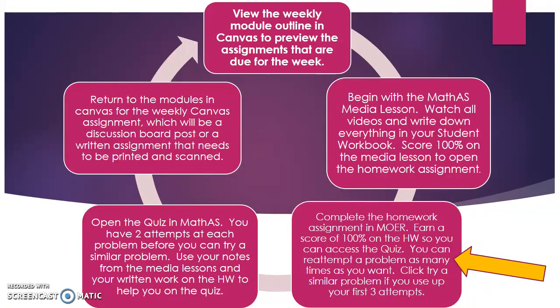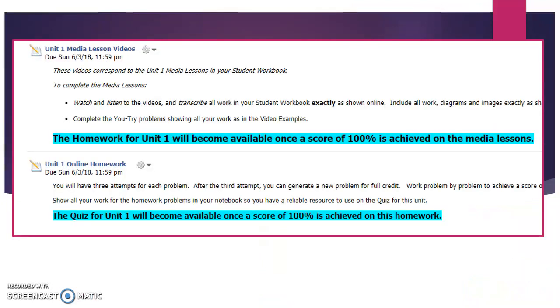After you complete the media lesson, you're ready to work on the homework assignment. Again, you want to earn a score of 100% on the homework so you can access the quiz. The nice thing about the homework is that you can reattempt a problem as many times as you want. You can click on Try a Similar Problem if you use up your first 3 attempts. So after 3 attempts, you can try a similar problem to keep getting attempts until you get that problem correct. So everybody should be able to score 100% on the homework.